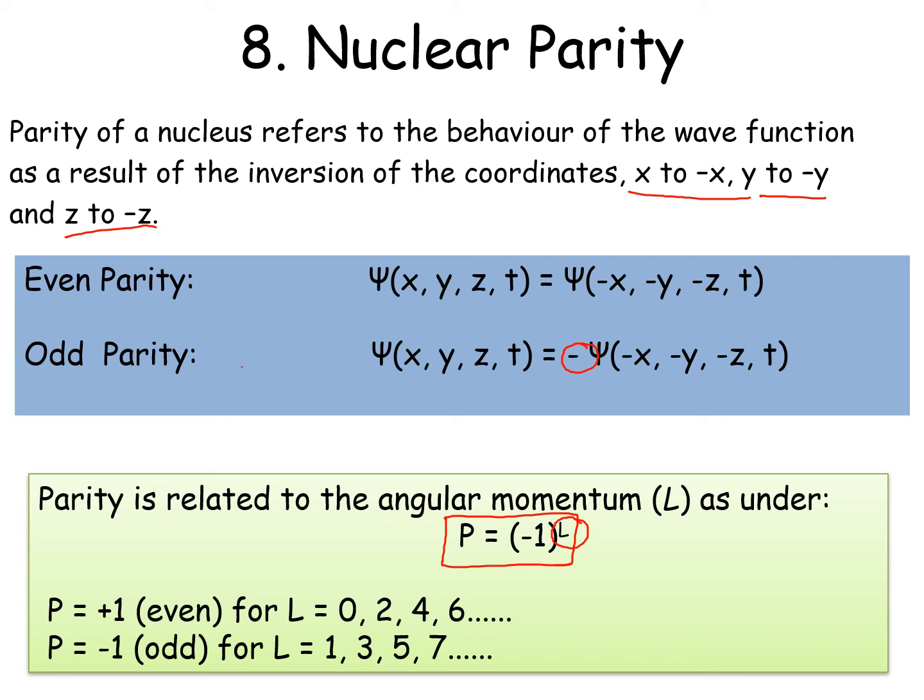So P equal to plus 1 means the parity is even, for L equal to 0, 2, 4, 6. That means if L is even, then parity is even, and if L is odd, suppose we put L equal to 3, then parity will be odd. So parity is odd for odd values of the angular momentum.